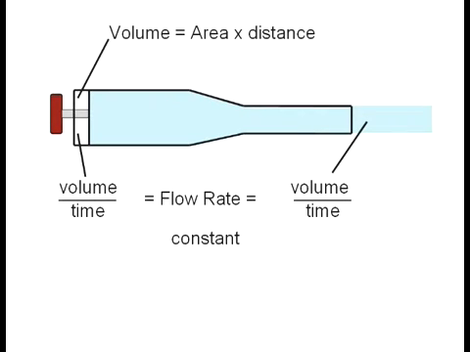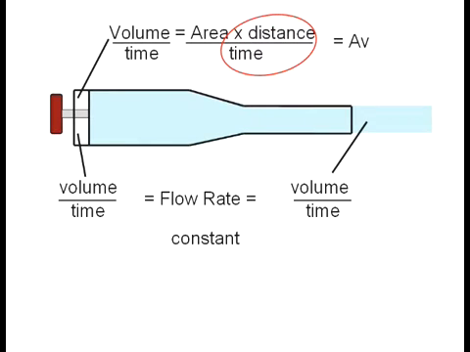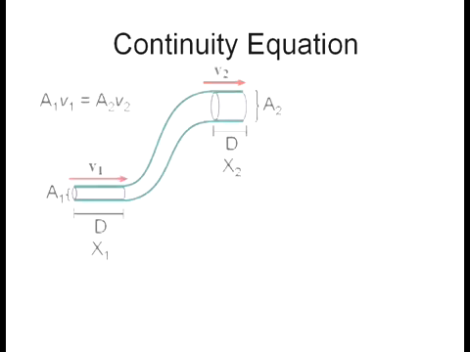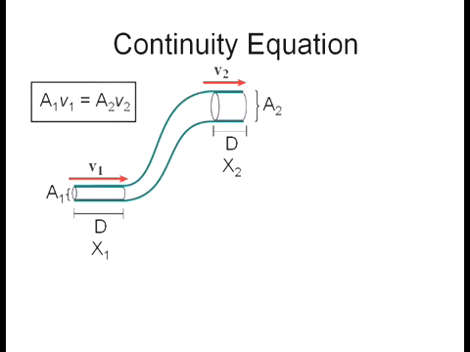Now I know volume is area times distance, so the flow rate is going to be the area times distance divided by the time. And distance divided by time is velocity. So this is another way of calculating the flow rate, A times V, and that flow rate has to stay constant. So this is the continuity equation, that the flow rate, A times V, is the same anywhere through your pipe. That's because this volume has to equal this volume, the same volume in the same amount of time.